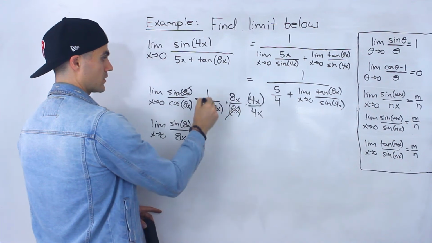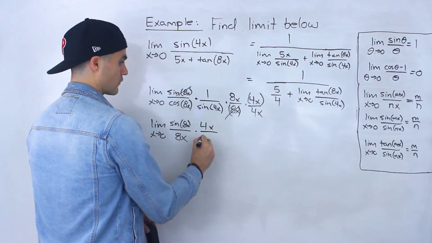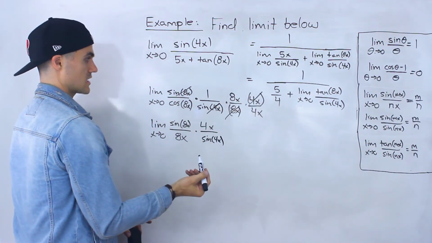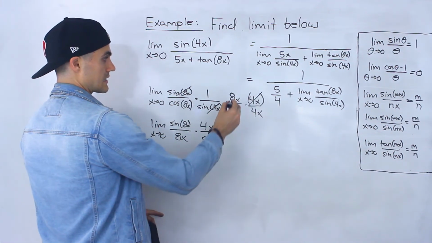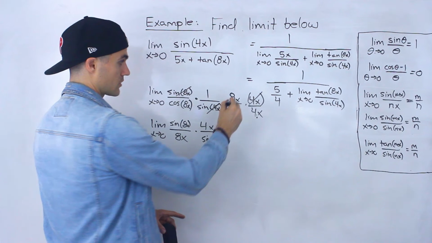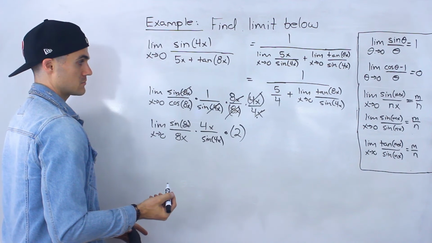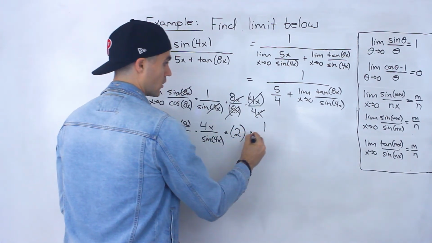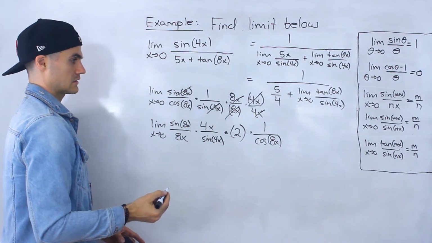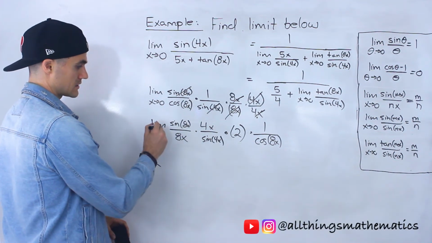I'm going to take this 4x and put it over this sine 4x, like that. So these are taken care of. I'm going to take this 8x, put it over this 4x. Notice how the x's here will cancel out, so that's just going to be a 2, right? 8 over 4, that's just 2. And then we're just left with this 1 over cos 8x, like that.